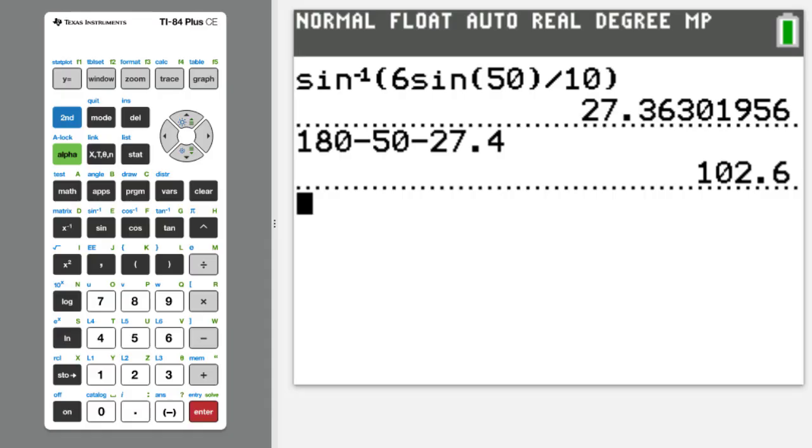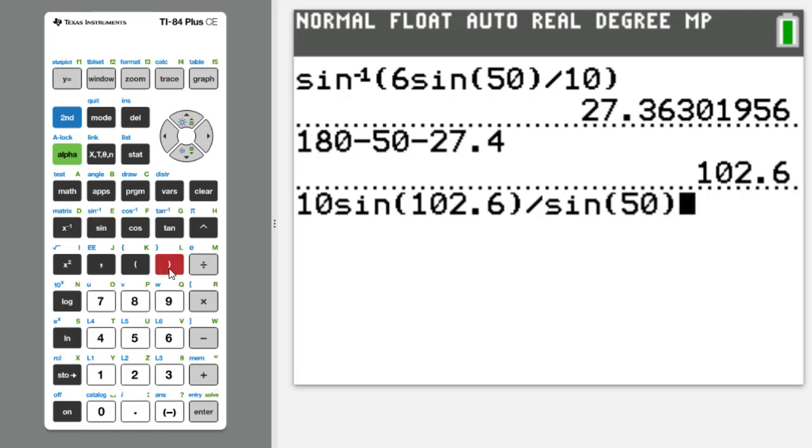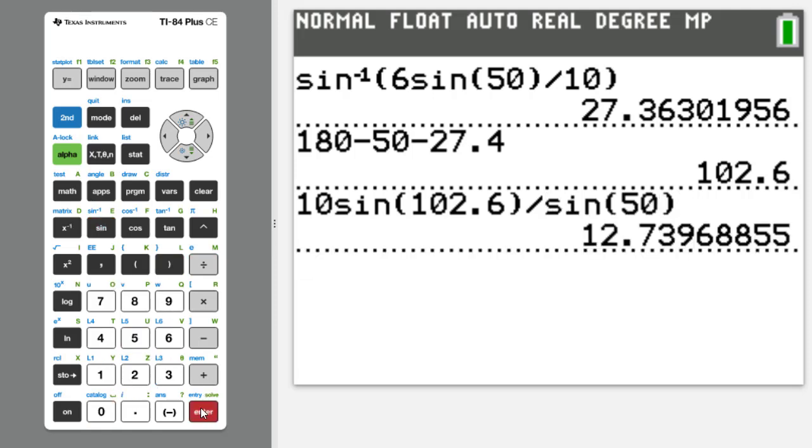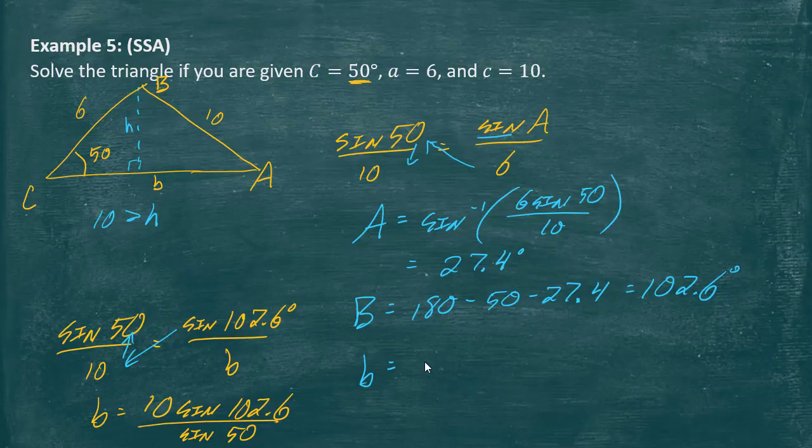And again, just pressing buttons on a calculator from here. So let's go ahead and do, if I already forgot the numbers, 10 on top. Okay, so 10 sine of 102.6 divided by the sine of the angle they gave us, 50. And if I go ahead and press enter, that gets me 12.74-ish for that last side. Stick with the same color, 12.74. And if they gave us units like feet or centimeters, I'd make sure to use that.